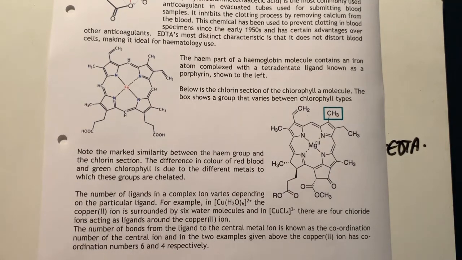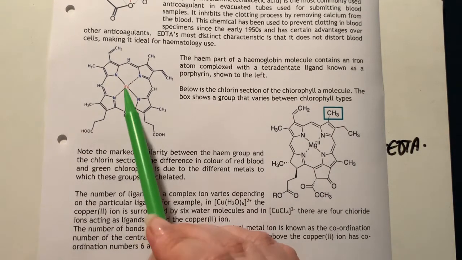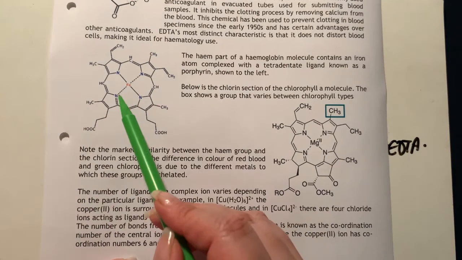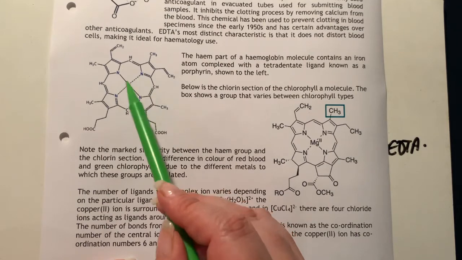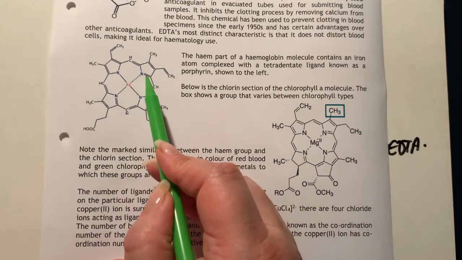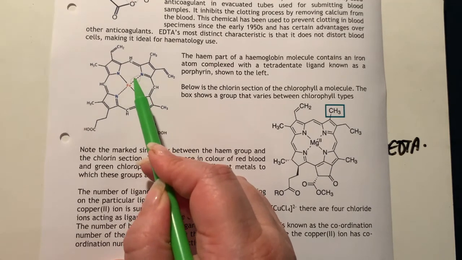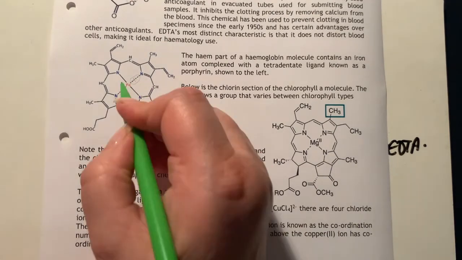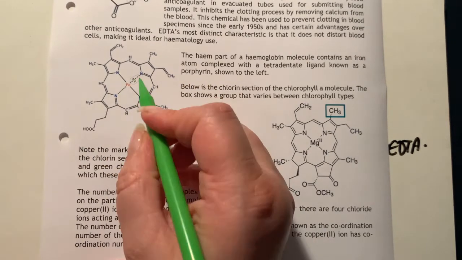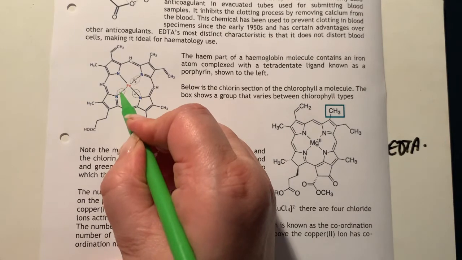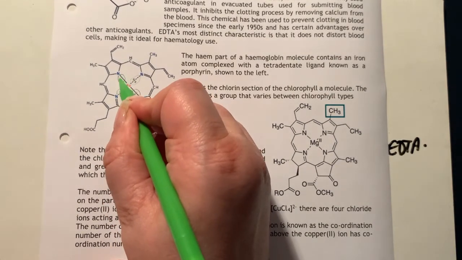Moving more into biology, the heme group, or part of a hemoglobin molecule, contains an iron atom at its centre, complexed with a tetradentate ligand, or 4 lone pairs bonding. So you can see here the nitrogen's already got 3 bonds, which means that this bond here, this dative bond, is a lone pair of electrons. And that's the same here, here, and here.